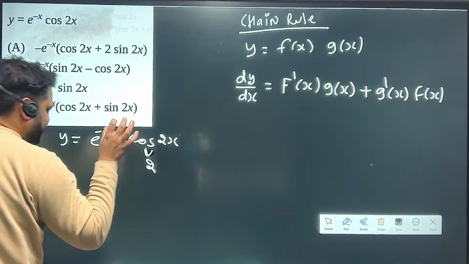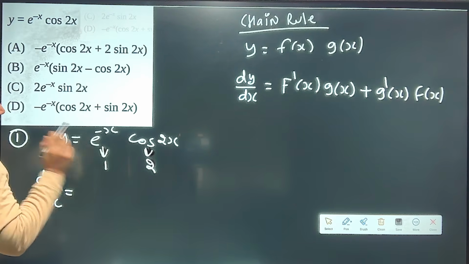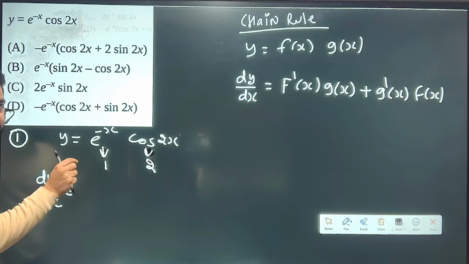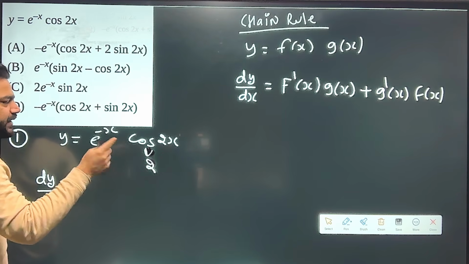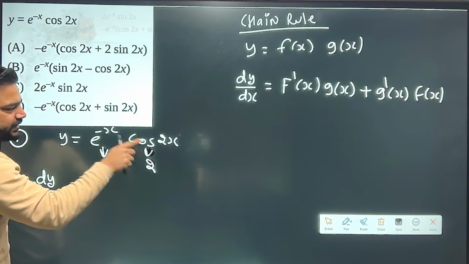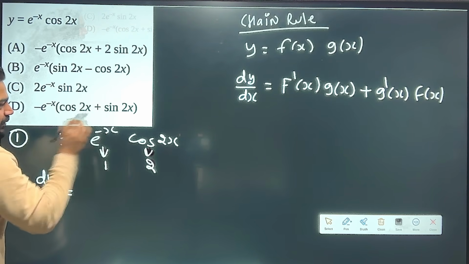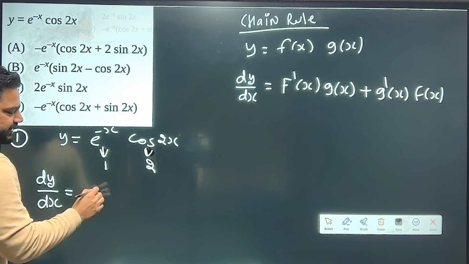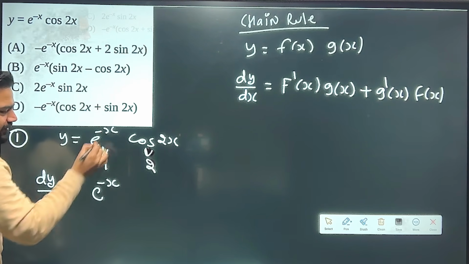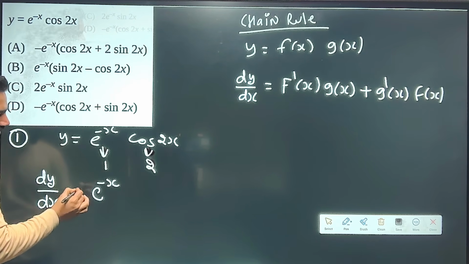Similarly, we will apply the same formula here. If we differentiate e to the power minus x, then cos 2x remains the same, and if we differentiate cos 2x, then e to the power minus x remains the same. So first, differentiate e to the power minus x. The derivative of e to the power minus x is e to the power minus x, and the derivative of minus x is minus 1.